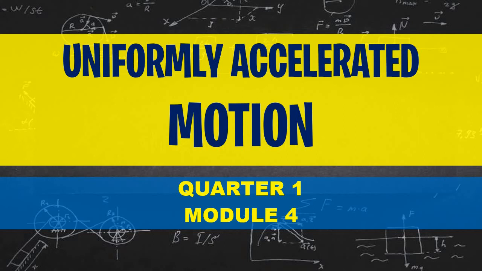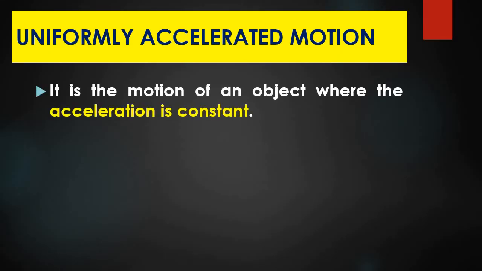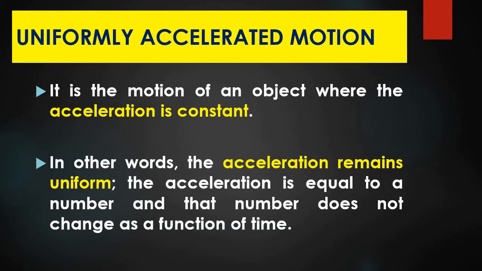So today we are going to focus on uniformly accelerated motion. So what is uniformly accelerated motion? It is the motion of an object where the acceleration is constant. So the keyword there is constant. It does not change. Okay? In other words, the acceleration remains uniform. The acceleration is equal to a number, and that number does not change as a function of time.